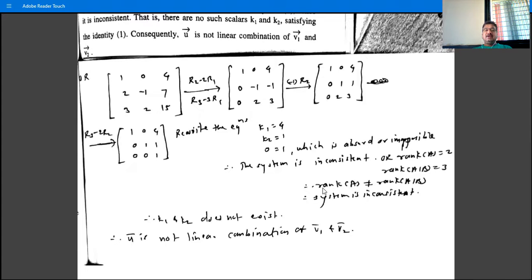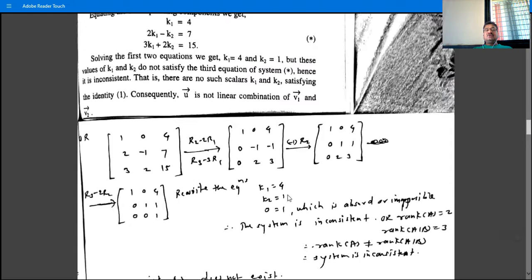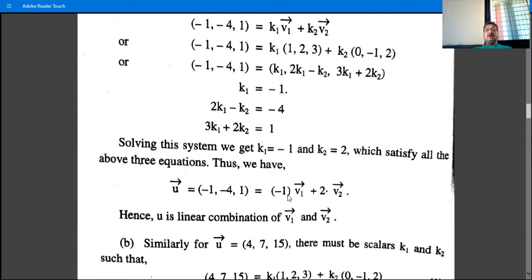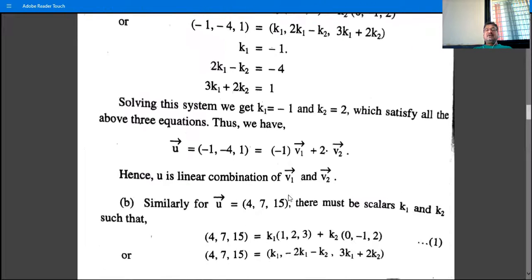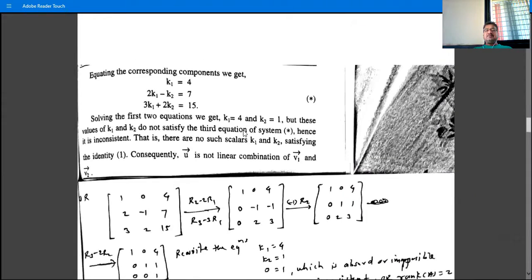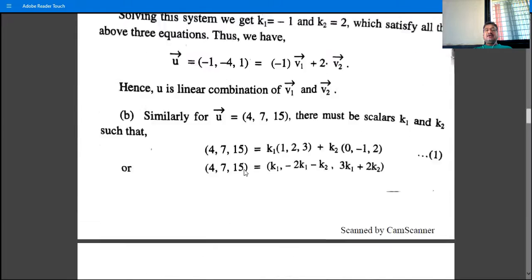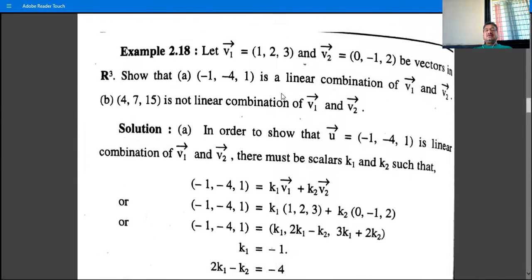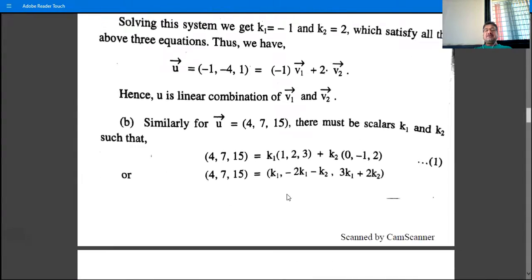We say that K1 and K2 do not exist if the system is inconsistent. So if the system contains 3 unknowns, suppose K1, K2, K3, then we say that K1, K2, K3 do not exist, or K1, K2, K3, K4 do not exist. So in further topics, or in this topic, don't use this method of solving 2 equations and then satisfying the third equation.